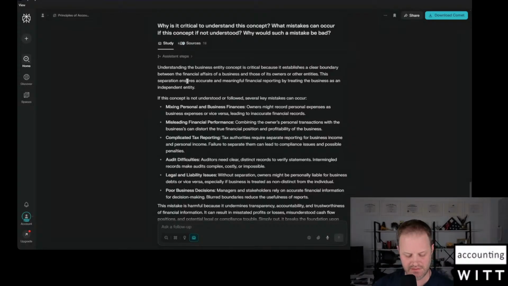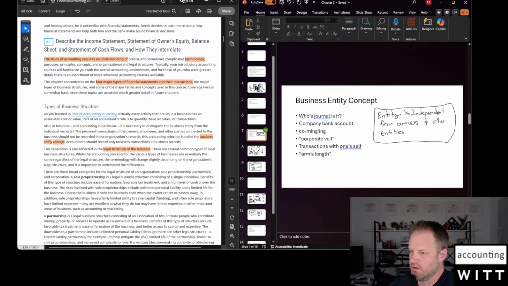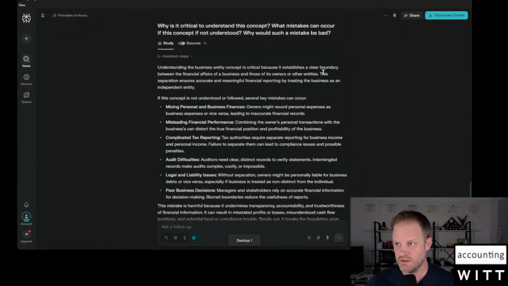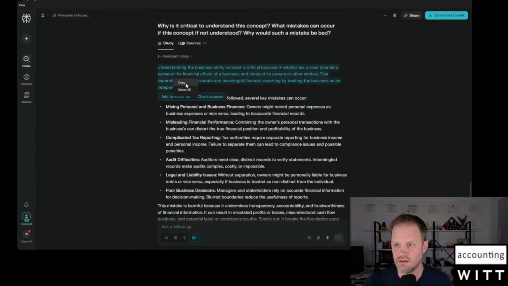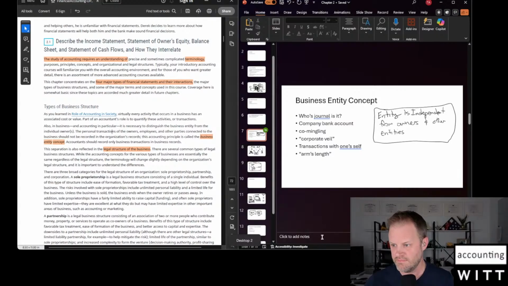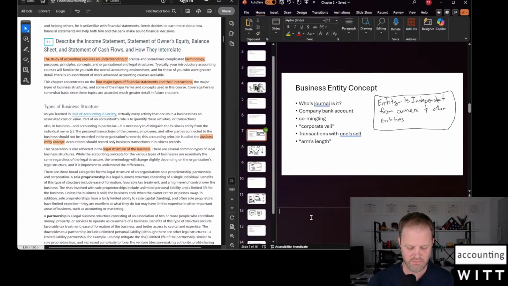So that's where this commingling, the corporate veil, arm's length, company bank account. I think this is really the point, is this statement. So it's establishing, this whole sentence is good. Establish a clear boundary between the financial affairs of businesses and owners.